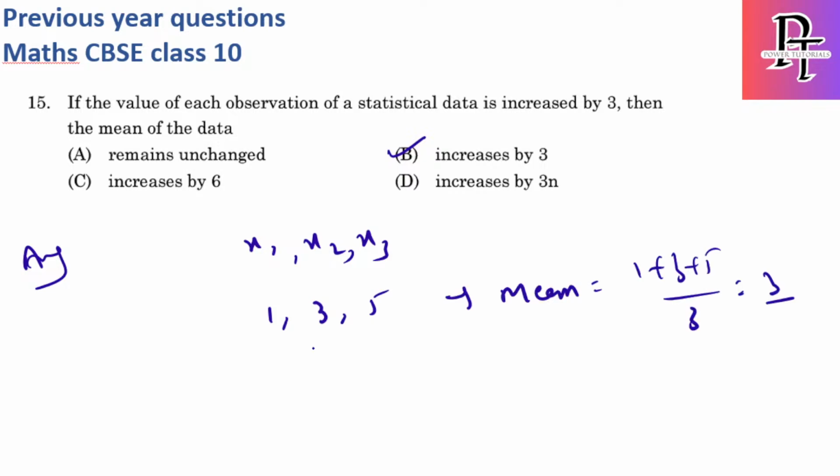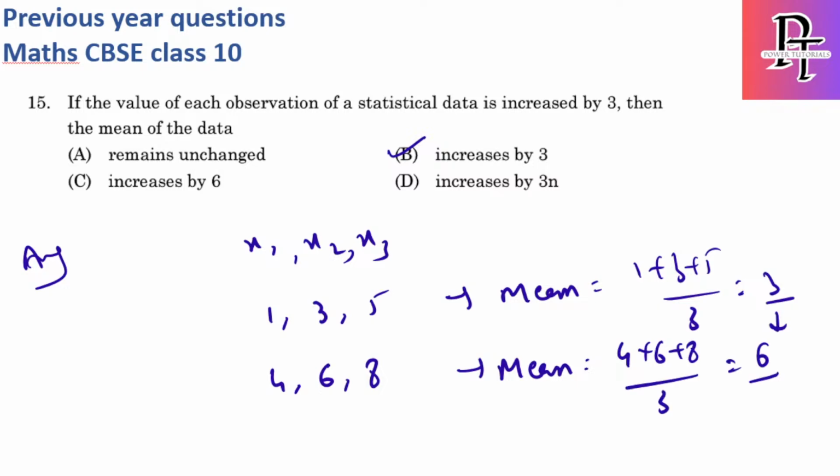So suppose we are adding plus 3: 1 plus 3 is 4, 3 plus 3 is 6, 5 plus 3 is 8. Now let's find the mean value. (4 plus 6 plus 8) by 3, which is 18 by 3, which is 6. Now you can see the difference between these two is again 3. Okay.